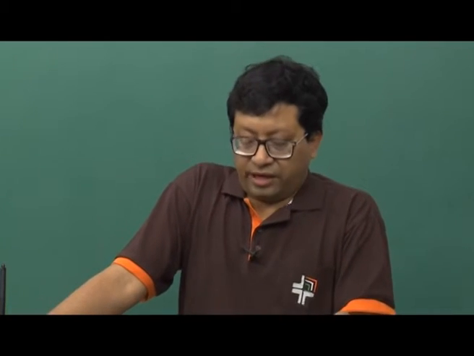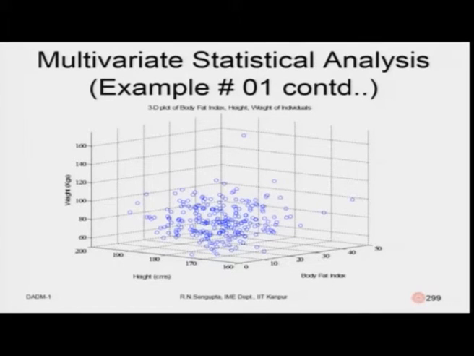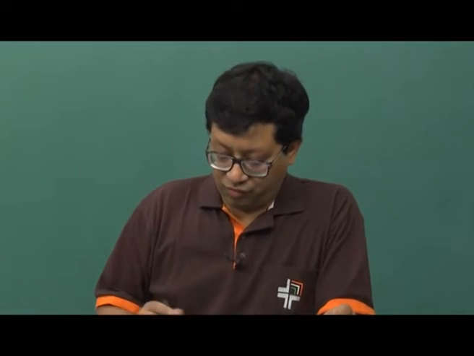In the next slide you have the 3D diagram. Along the x axis you have body fat index, along the y axis the height, and along the z axis the weight. Height and weight are measured in centimeters and kilograms. All the scatter plot points, the blue circles which you see in the diagram, give you the corresponding 252 values.